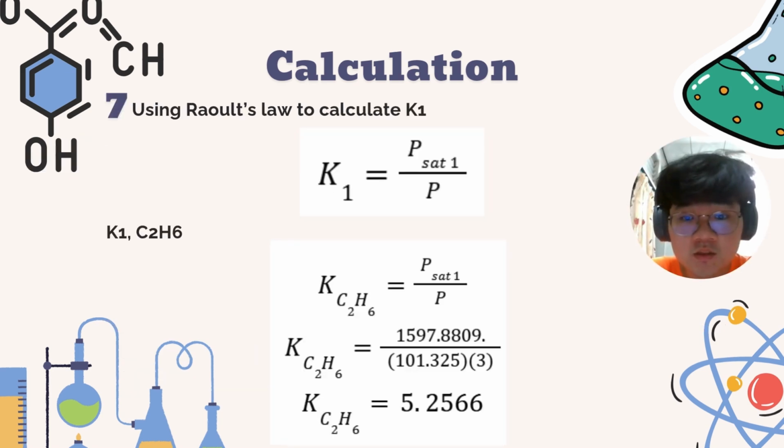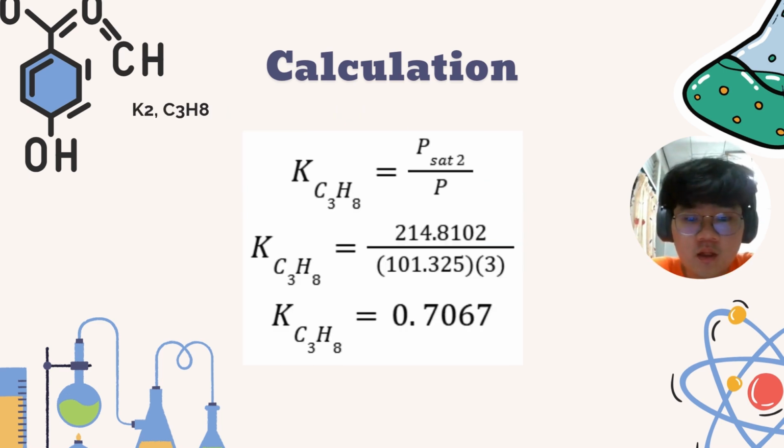Okay, since the mixture is possible to distillate, we proceed to find the K value of the substance using Raoult's law. The formula is given by K1 equals K saturated 1 divided by the pressure. In our case, it's 3 atm. So we substitute into the formula and we find the K value of the ethane is 5.2566. And using Raoult's law, we find the K value of the propane, which is 0.7067.